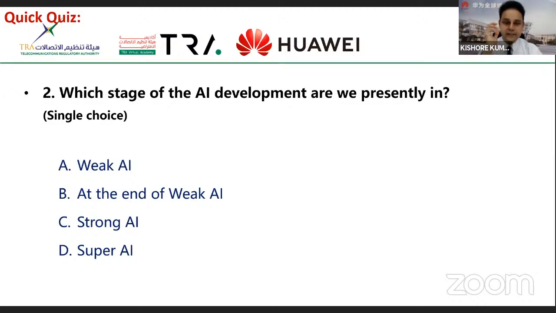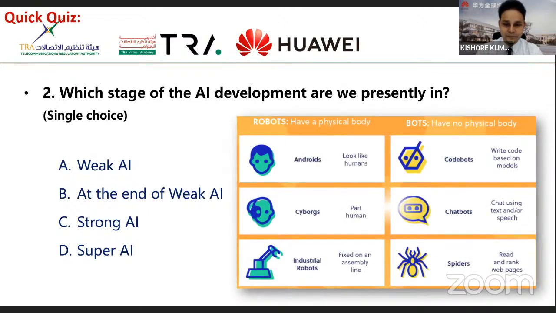Okay, so here I have a quick quiz for you, which is, which stage of AI development are we presently in? What do you think? Are we in the weak AI era, at the end of the weak AI era, strong AI, super AI? What do you think? So give your answer, and maybe we can get to know about that later on.